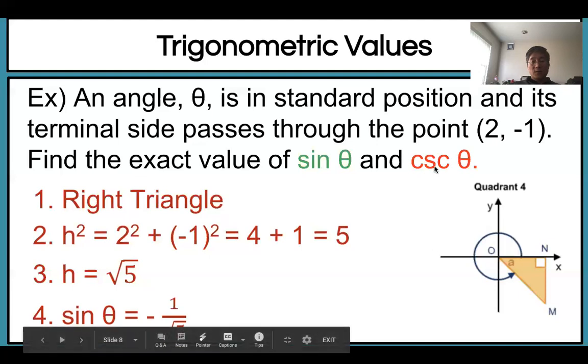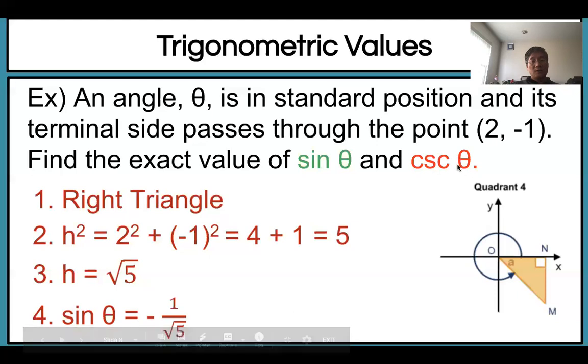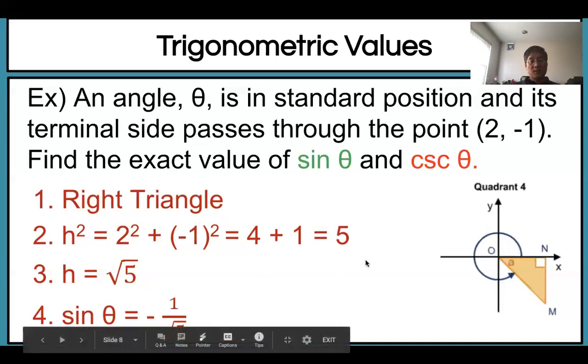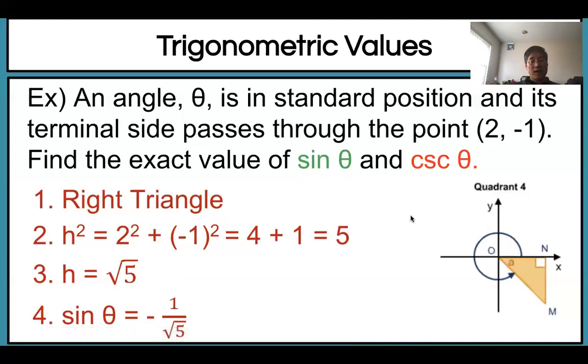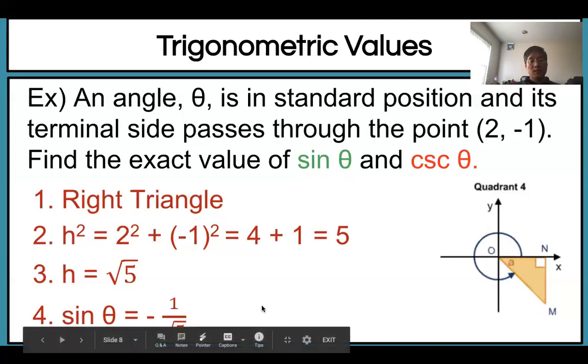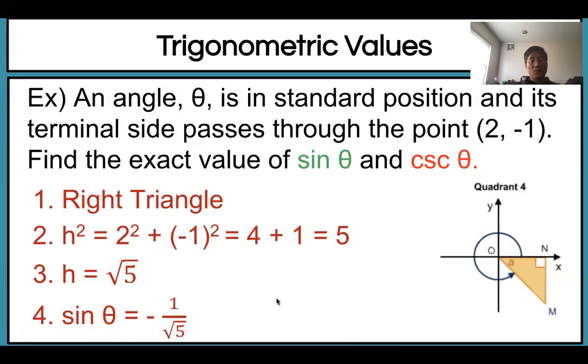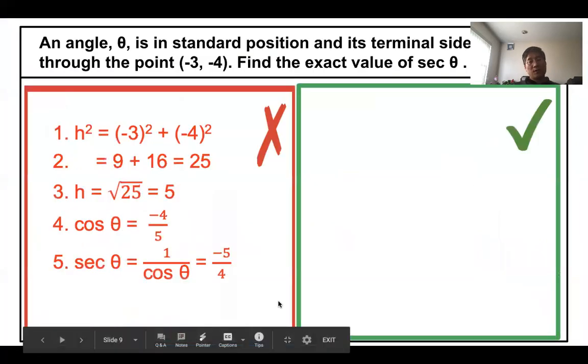Then what is the cosecant? Cosecant is the reciprocal of what? Sine. So you just turn it upside down. Then cosecant will be negative square root of 5 over 1, which is negative square root of 5. Does everybody understand? Okay.